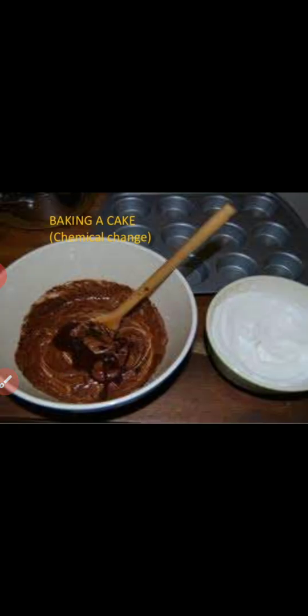Now look at this change. This is baking a cake. That is a chemical change, when one substance is formed from another substance. When we make a batter and then bake it, it gets another form, another shape. So this kind of change is known as a chemical change. Understood? Chemical changes are irreversible changes, because we cannot change the cake into the batter again.